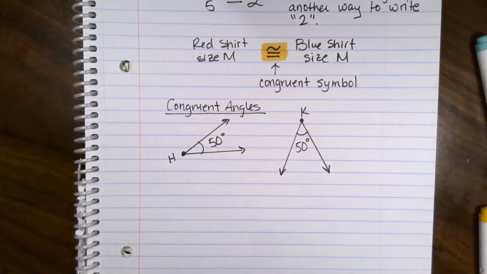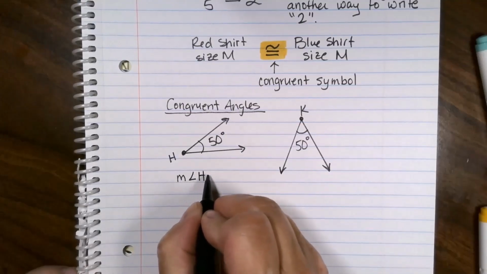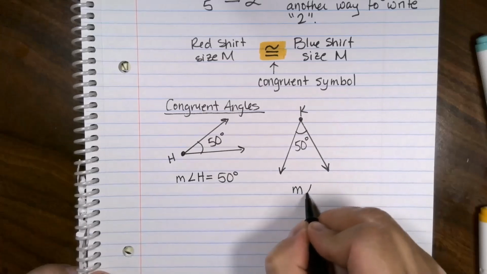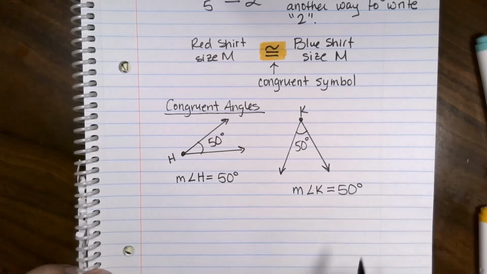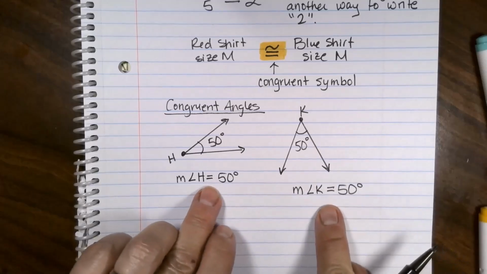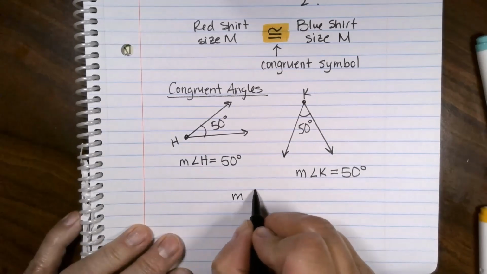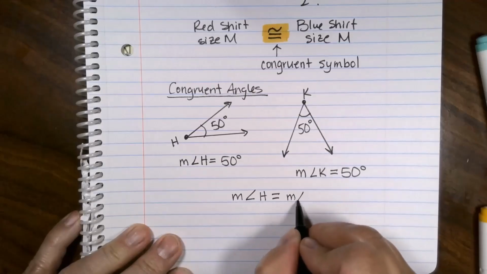Okay, so here's what we know. The measure of angle H equals 50 degrees. The measure of angle K also equals 50 degrees. Since these two measures are equal, we can write this: the measure of angle H equals the measure of angle K.